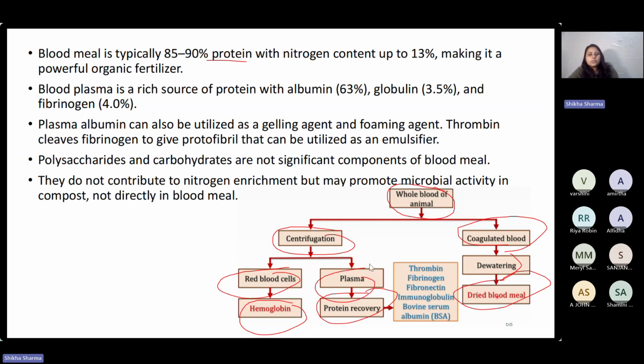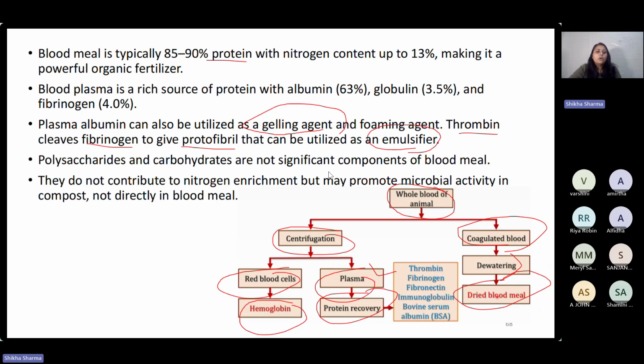The blood plasma is also a rich source of protein, with a high amount of albumin, around 63%, globulin around 3.5%, and fibrinogen around 4%. Plasma albumin is used as a gelling and foaming agent, and thrombin cleaves the fibrinogen to give the protofibril, so it can also be utilized as an emulsifier.